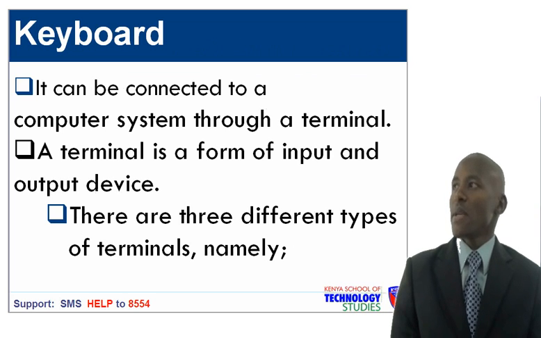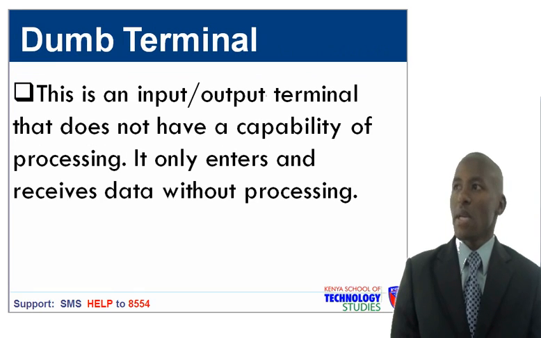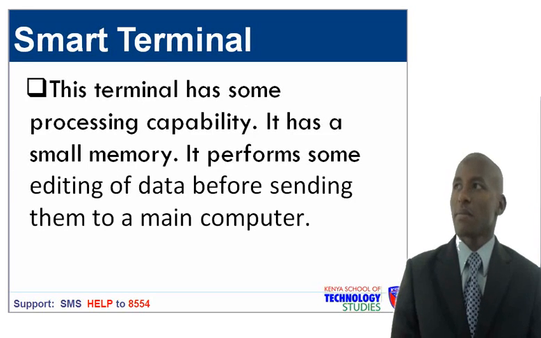A terminal is a form of input and output device. There are different types of terminals, namely: 1. Dumb terminal. This is an input or output terminal that does not have a capability of processing. It only enters and receives data without processing.